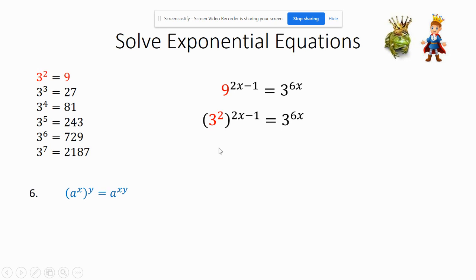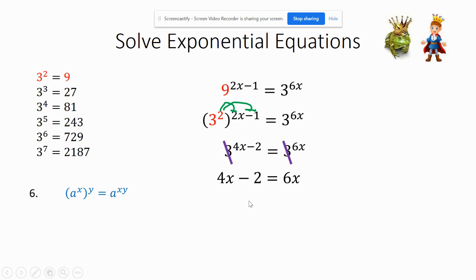But now, if you remember back to our law 6 that we just talked about earlier, I need to take this 2 times this 2x minus 1. It's like a distributive property. So I'm going to take 2 times the 2x and 2 times the negative 1, which makes 4x minus 2. I've converted them now to the same bases. So that means the exponents have to equal each other. So that means 4x minus 2 equals 6x.